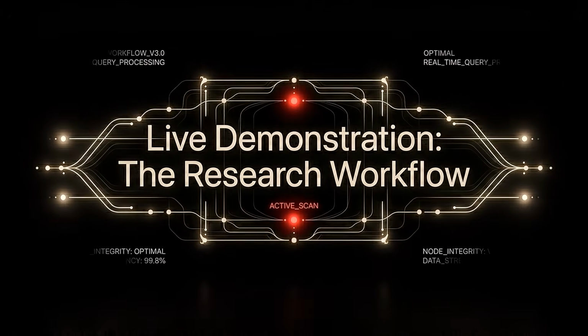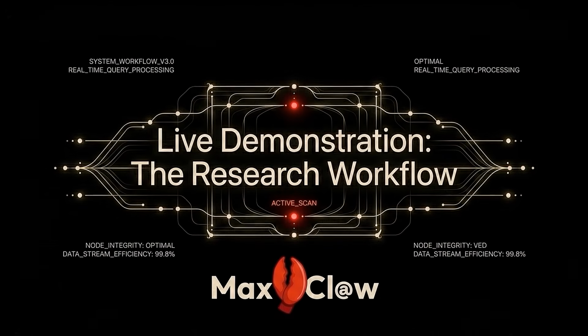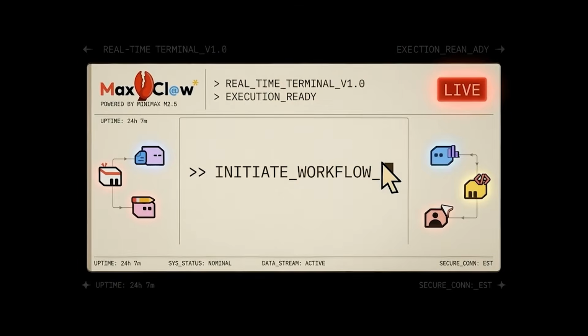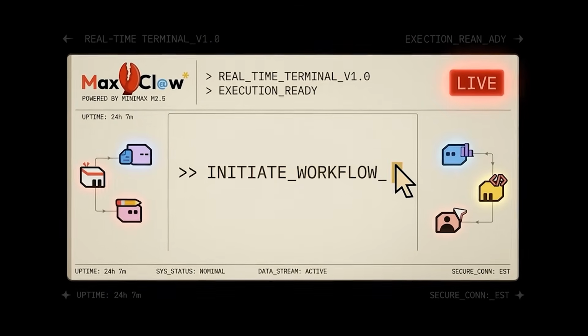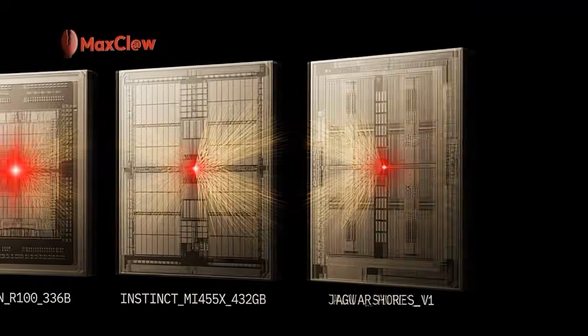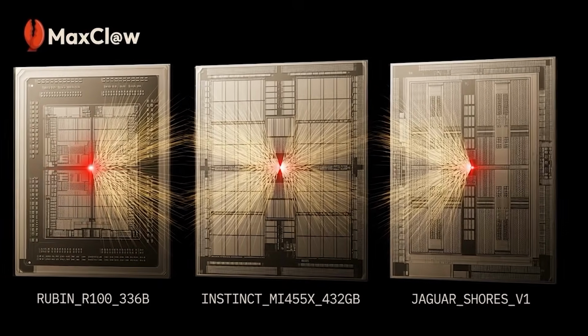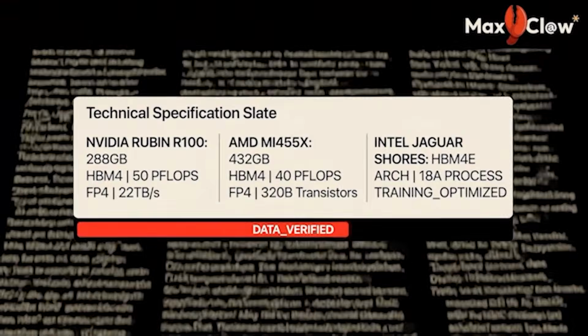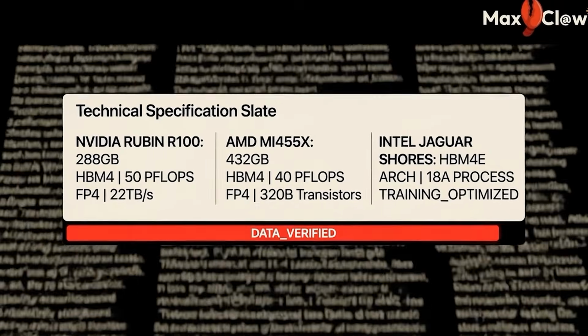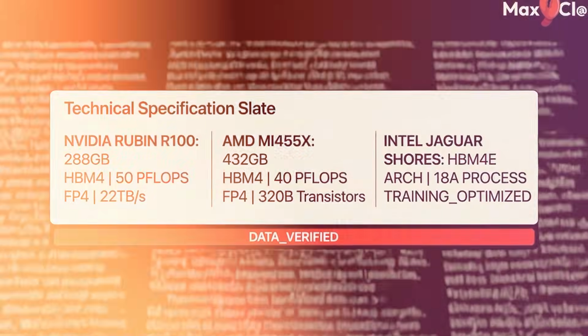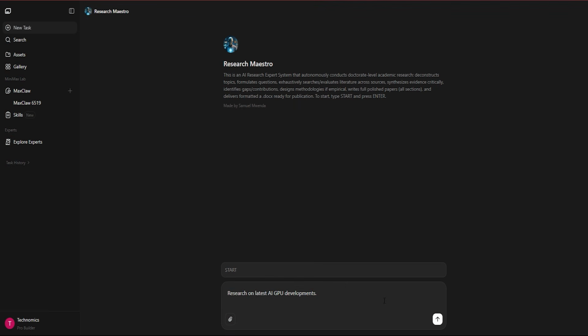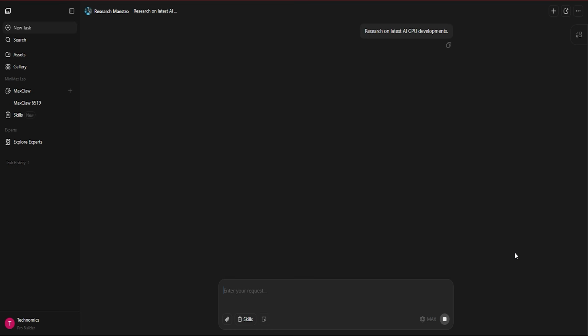Live demonstration, the research workflow. Instead of just talking about it, let's actually run a live workflow right now. Say I'm putting together a new video on the latest AI GPU developments, and I need to cut through the noise fast. I don't want to spend hours scrolling through articles to find the exact specs. I just fire up the multi-agent research team, type in my prompt, and hit send.